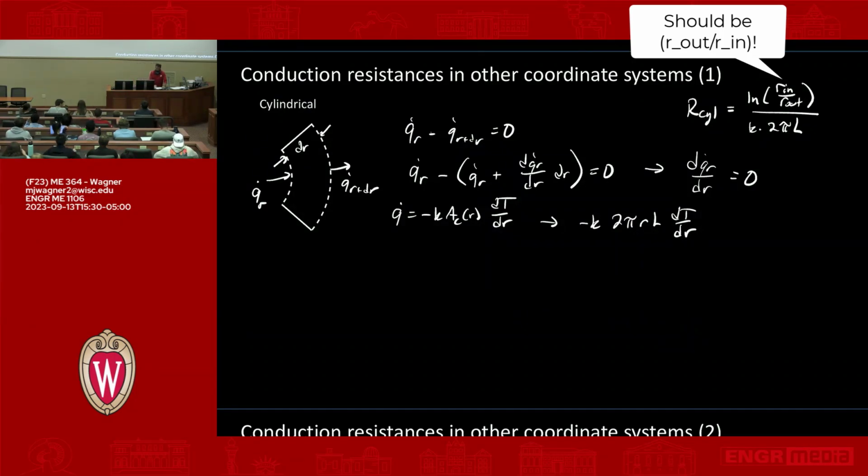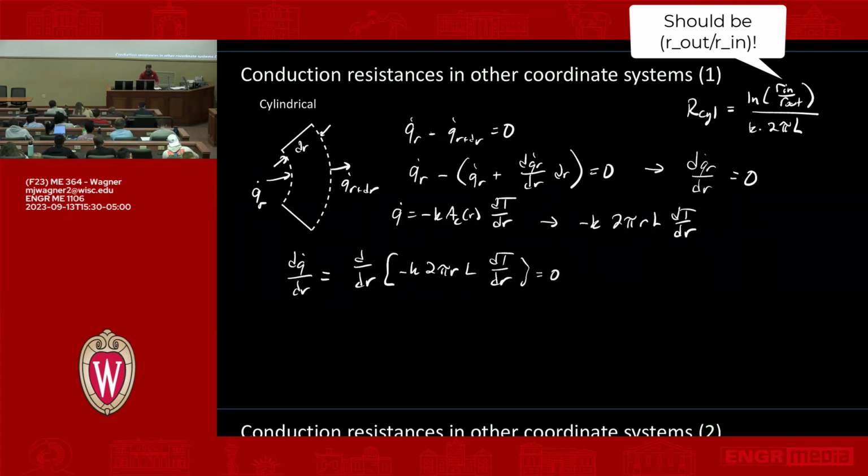Okay, we're going through the steps here. Let's keep going. Let's take Fourier's law and plug it in. We end up with dQ dot dr, so dr of this whole Q dot thing, minus K 2 pi R times L times dt dr, is equal to 0. Minus K is constant, 2 pi is constant, L is constant. So that simplifies down to ddr of R dt dr is equal to 0.